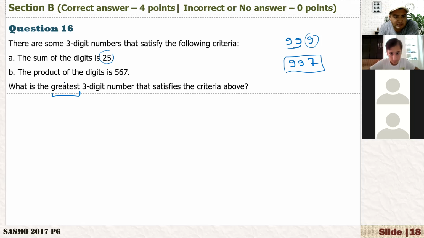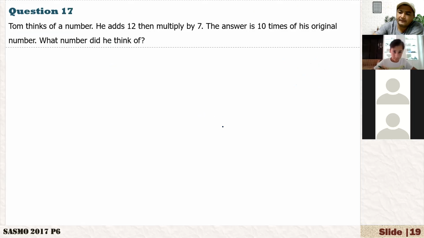And how about if you check the product of the digits is 567? The product is 9 times 9 times 7. Is it correct? Yes, correct. So the answer is 997. Good.